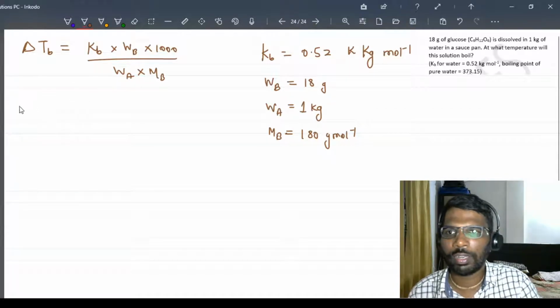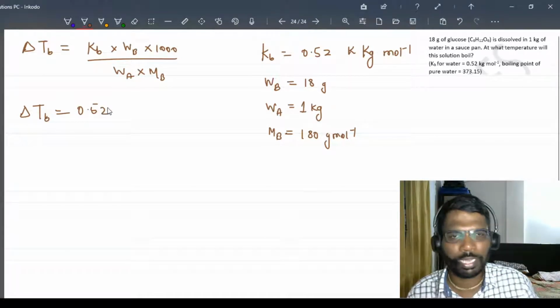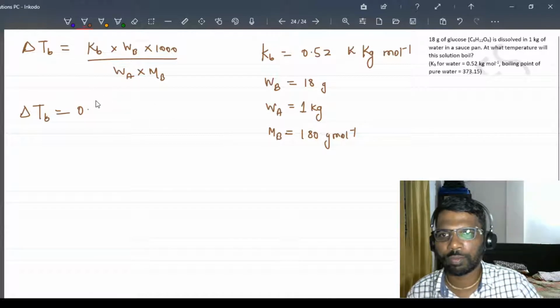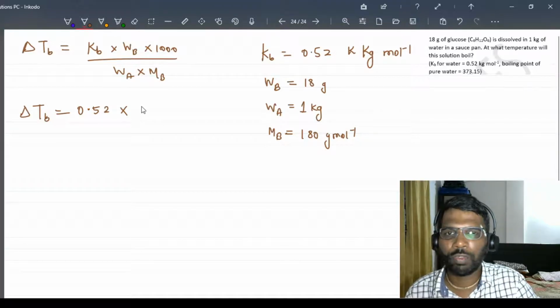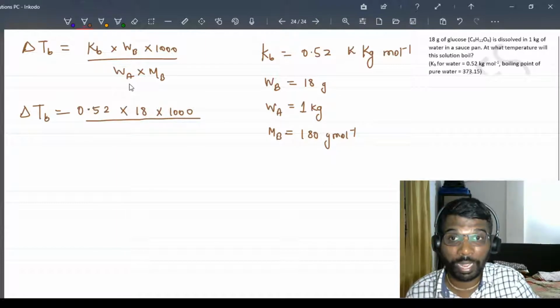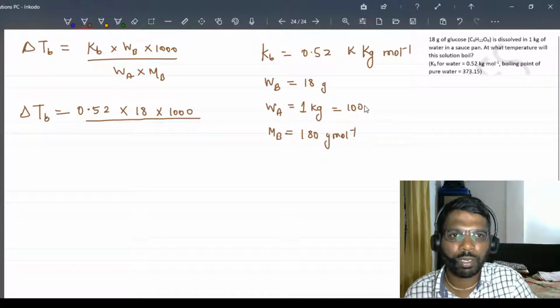So here I will just do delta TB. KB is 0.52. Let's take care of the unit a little later. I'll write this as it is, 0.52. The weight of the solute is 18 grams. And this 1000 I am writing when I take the weight of the solvent in grams. How many grams is it? 1 kg is equal to 1000 grams, right? So 1000 grams.